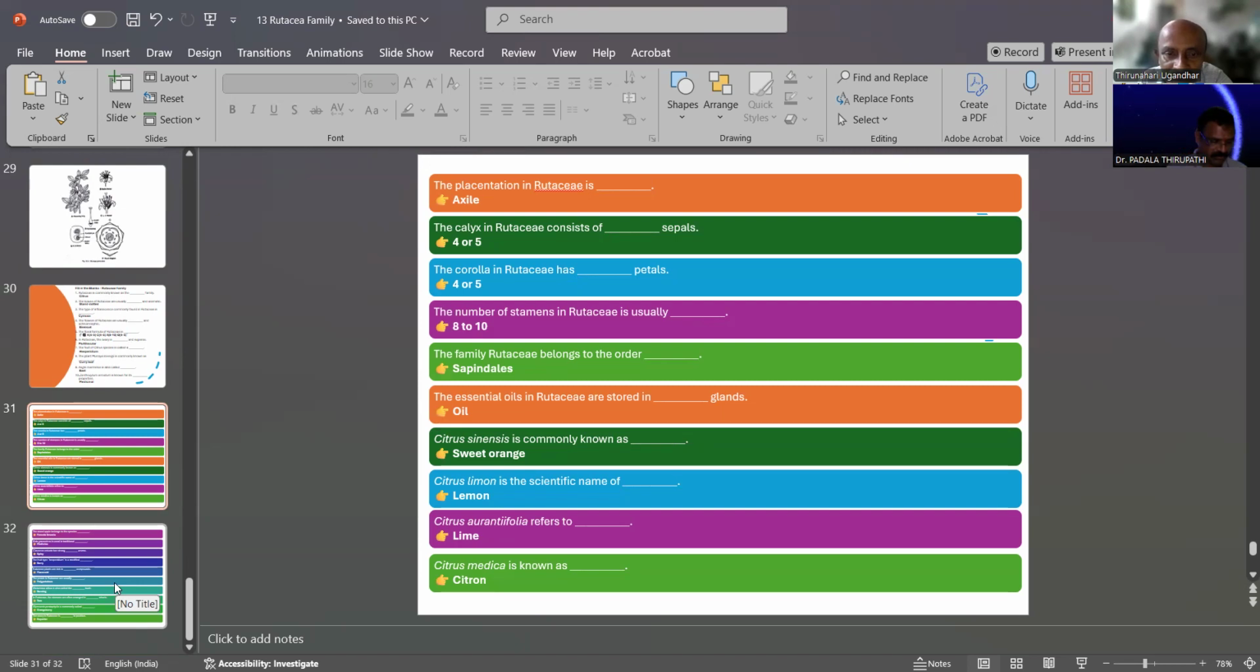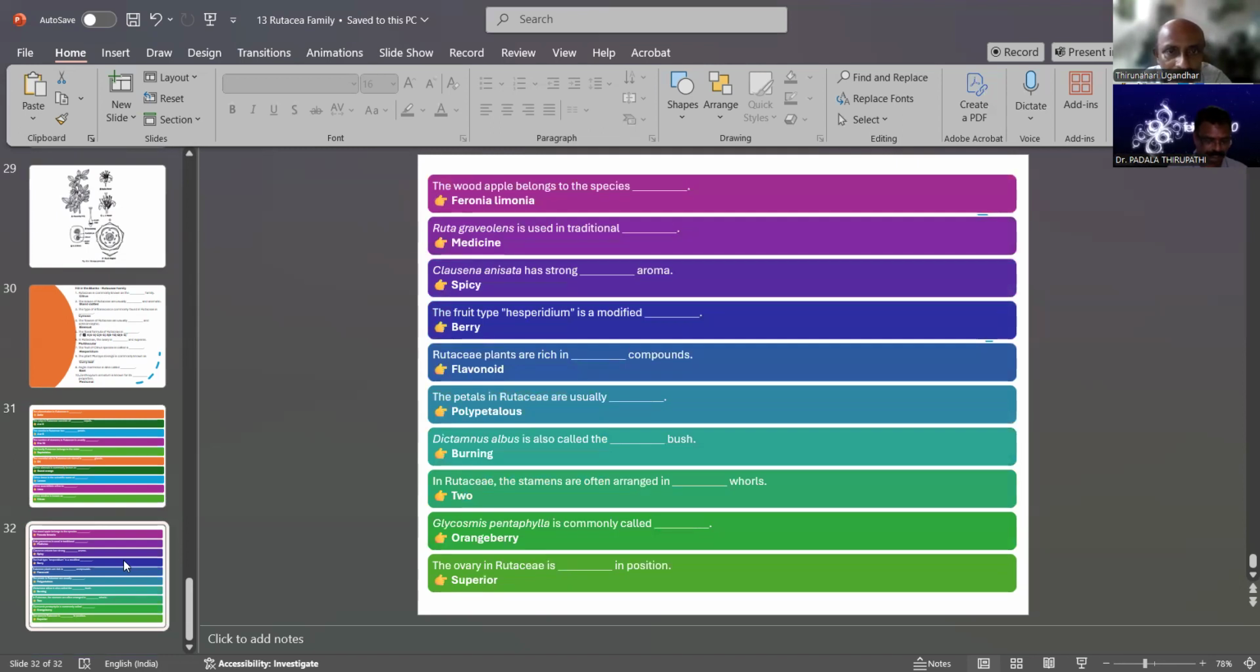The family Rutaceae belongs to the order Sapindales. The essential oils of the Rutaceae are stored in oil glands. Citrus sinensis is commonly known as sweet orange. Citrus limon is the scientific name of the lemon. Citrus aurantifolia is the lime. Citrus medica is known as citron. This is an important point, the next one being the last.